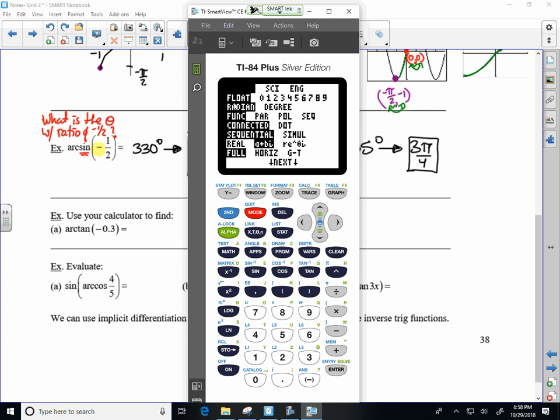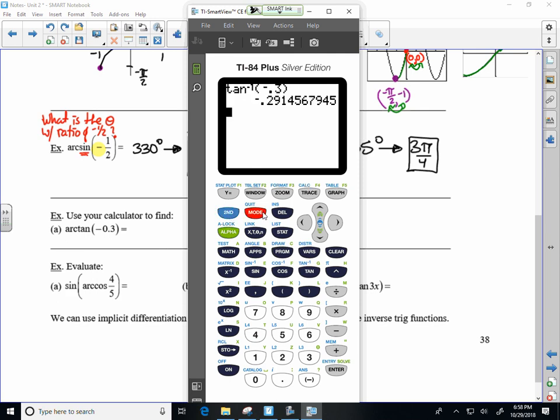Check your mode. Make sure you're in radian mode, because the result of any of these inverse relationships should be an angle. If it's not an angle, well, then you did something wrong. But then also it needs to be specifically an angle in radian form. So it looks like we're in good shape here. So we got lucky. It won't always feel like you're getting lucky when you see a number like this, but it's fine. So approximately negative 0.291 radians.